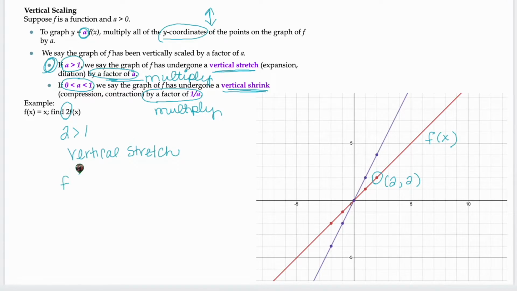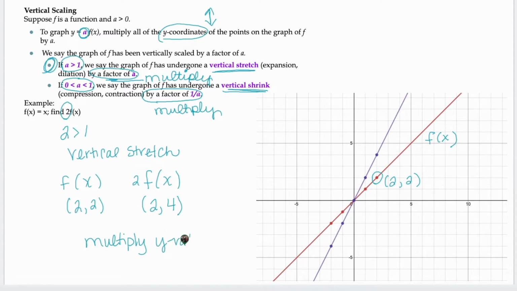Our original function had the point (2, 2). We multiply our y value by 2 so that we can stretch it larger. So here this point is at (2, 4) for 2 times our function.